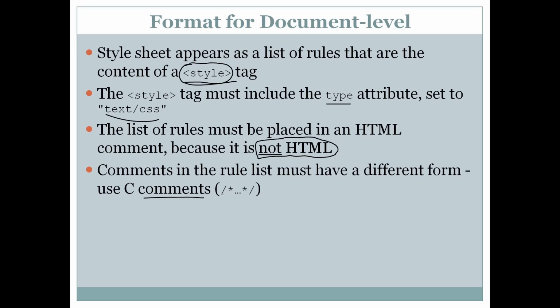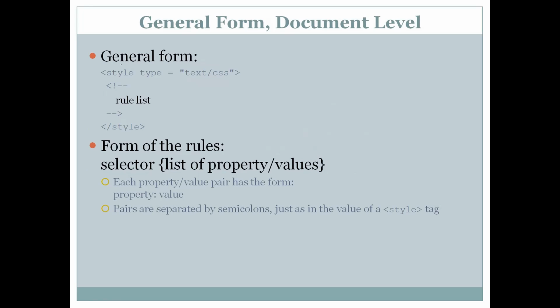If you want comments in the CSS, you can go for C type comments, but the complete code has to be included in HTML comment. Let's see an example to understand this. So this is a general form of document level style sheet. We have to use a style tag, then the style tag should have a type attribute. The value of it is text/css, and the rule list has to be included inside the HTML comment tag. You can see this is HTML comment tag, open, and this is close. Inside that the rule list should be declared.